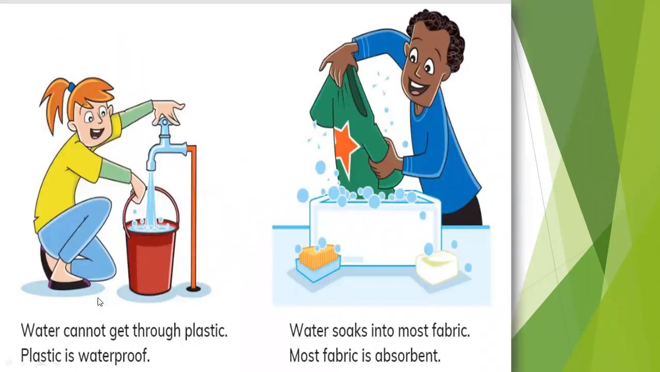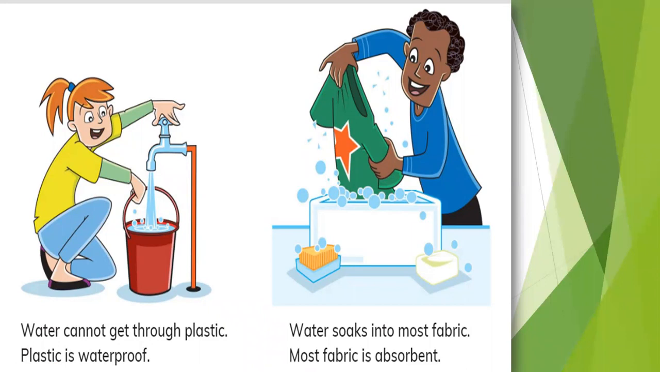Here you can see a girl and a boy. Water cannot get through the plastic. Plastic is waterproof. You can see in your washrooms there are buckets or tubs. They are mostly made of plastic. Why are they made of plastic? Because water cannot get through them. Plastic is waterproof, so it does not allow water to pass through it.